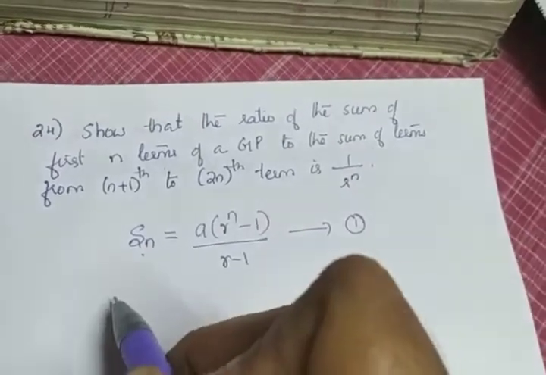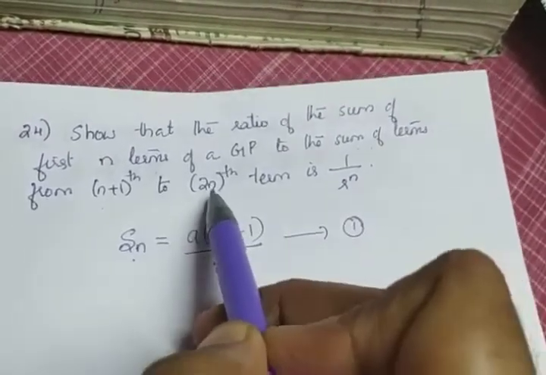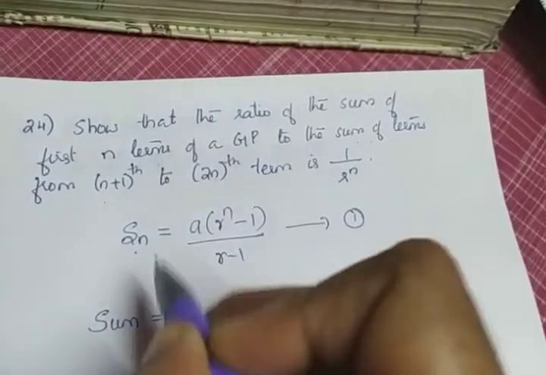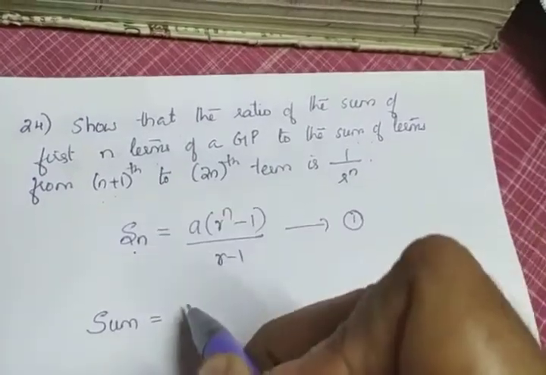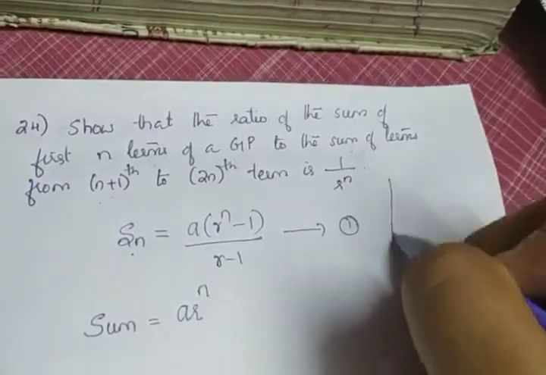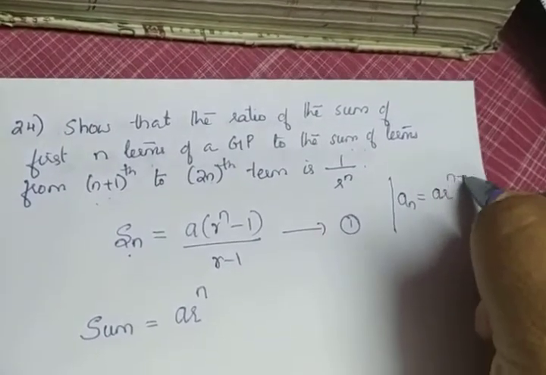The second sum: we have to find the sum of terms from n plus 1 to 2n. So the terms run from n plus 1 to 2n. The n plus 1th term will be a into r raised to n. Why, you know? Nth term, how are we saying nth term? Nth term is a into r raised to n minus 1.